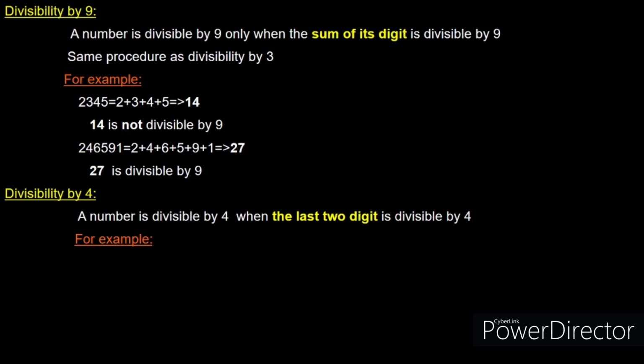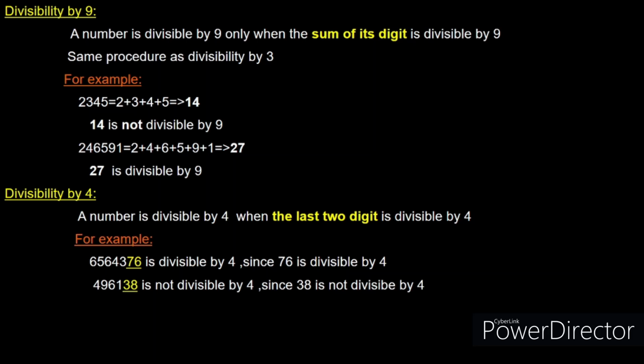Let's see the example. For example, let's take the previous one, 2 3 4 5. 45 is divisible by 4? No, exactly not. Next, 6 5 6 4 3 7 6. 76 is divisible by 4, obviously. Next, 4 9 6 1 3 8 is not divisible by 4, since 38 is not divisible by 4. So to check the divisibility of 4, we need to take the last 2 digits.